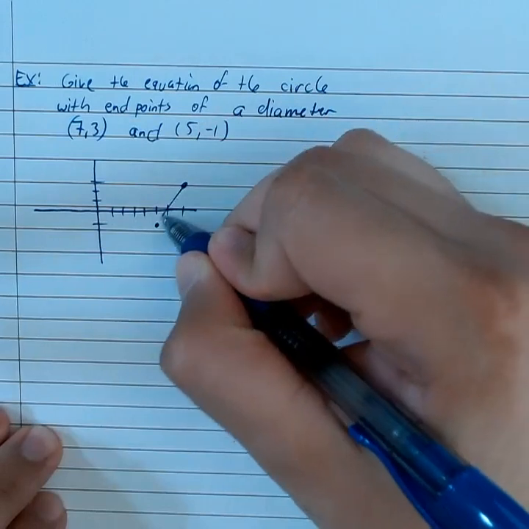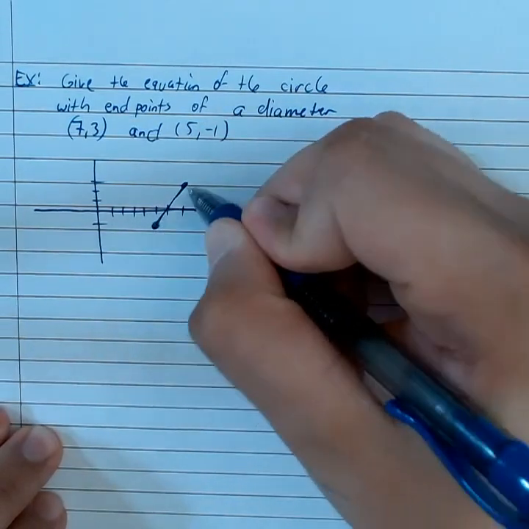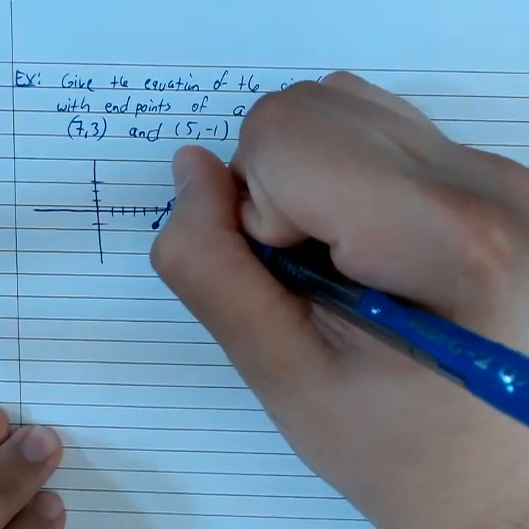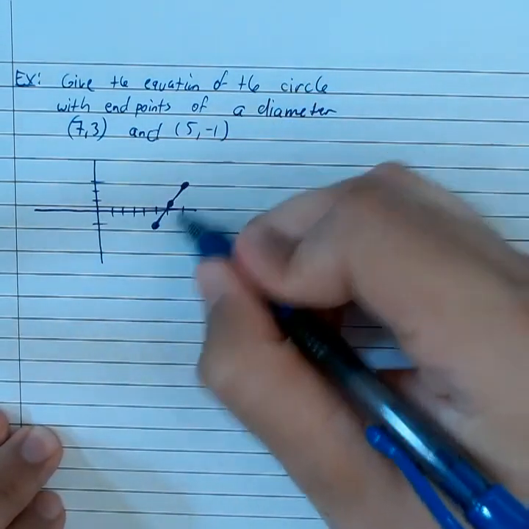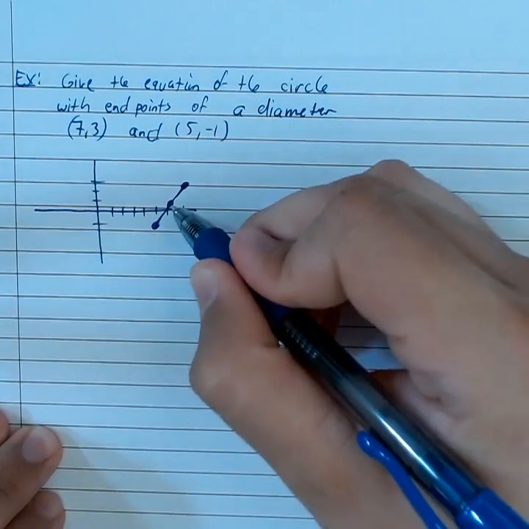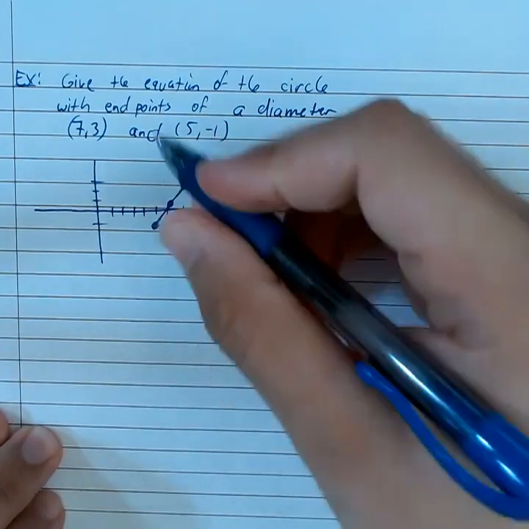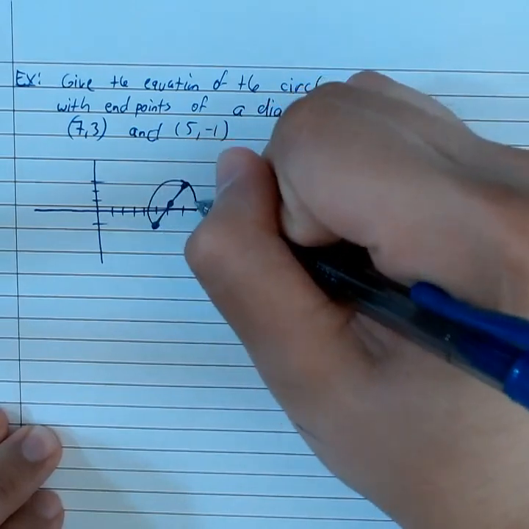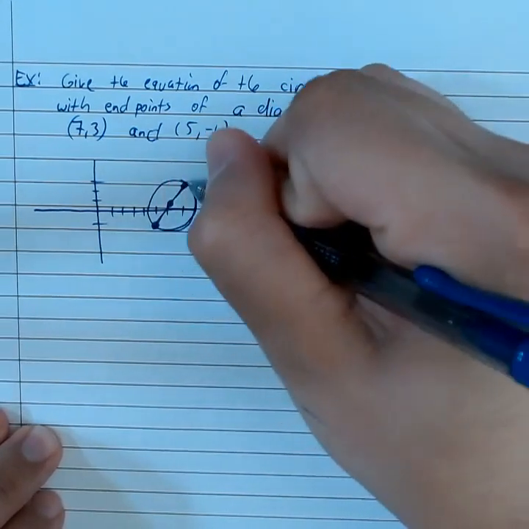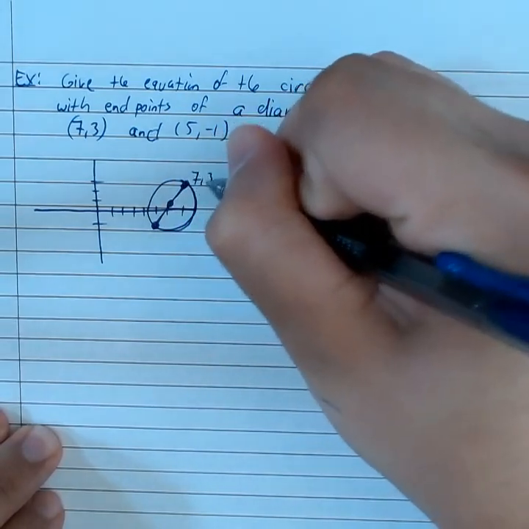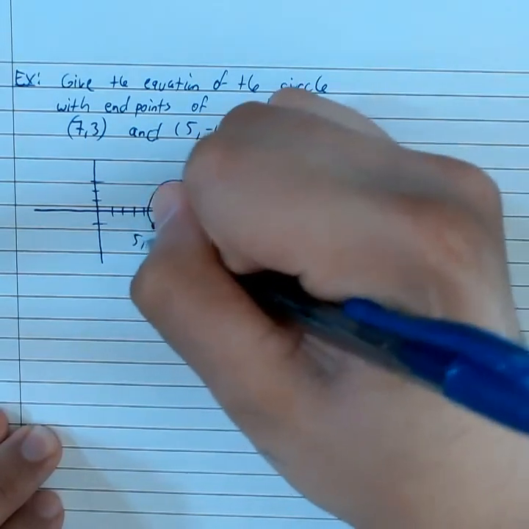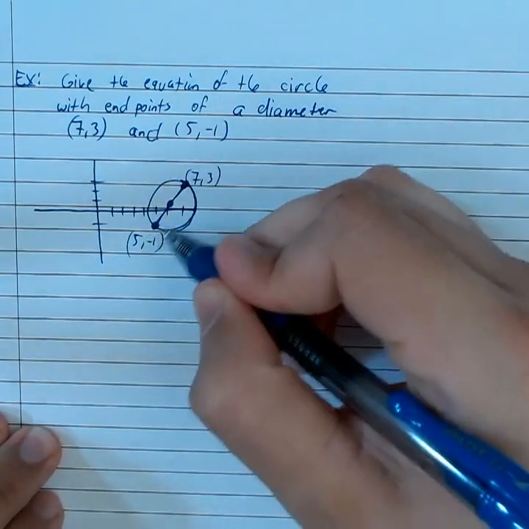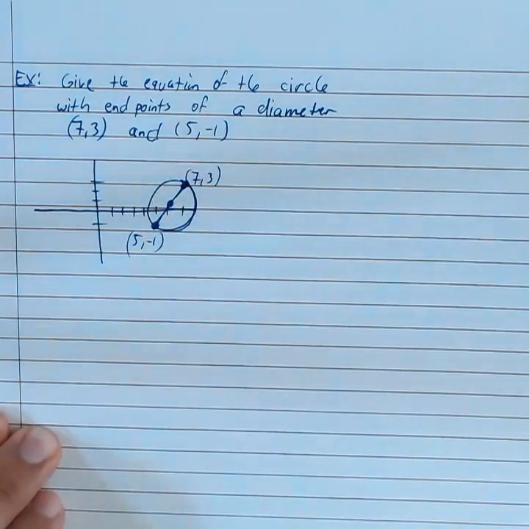Okay, so here, this is the diameter of a circle. The radius is halfway in between because the diameter means go all the way across the circle. So the radius would be halfway across the circle. So this is a visual of what we're looking at. We're told, okay, here's the point 7, 3. Here's the point 5, -1. And those are the endpoints of a line that goes all the way through the circle. So the radius would be right in the middle.